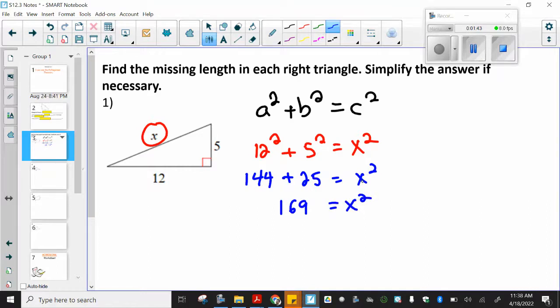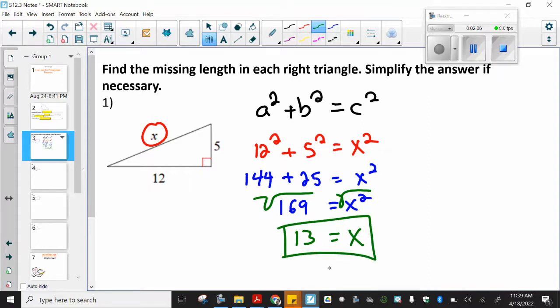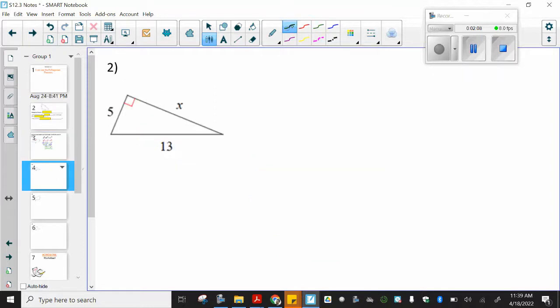But we don't want to know x squared. We want to know x. So I'm going to go back in and find the square root of these two numbers. The square root of 169 is 13, and the square root of x squared is just x. The square root sign and the square take care of each other, leaving x. So here, x is equal to 13. All right, let's do another one.